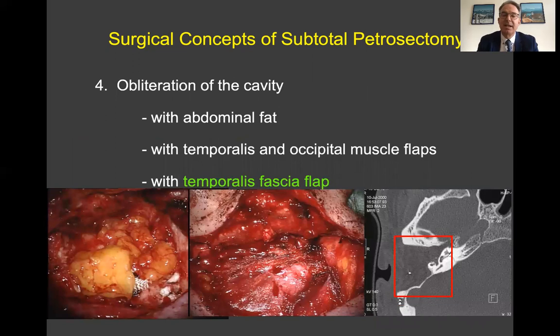And at the end, the cavity needs to be obliterated, and the best material is abdominal fat, either through a periumbilical incision or in the lower abdomen, like for a hernia repair in the old days. So abdominal fat, and in addition, a second layer, the temporalis muscle and/or occipital muscle flap. But recently, we have introduced the concept of keeping the temporalis muscle in place and just using the temporalis fascia as a flap covering the fat. And I will highlight this shortly.